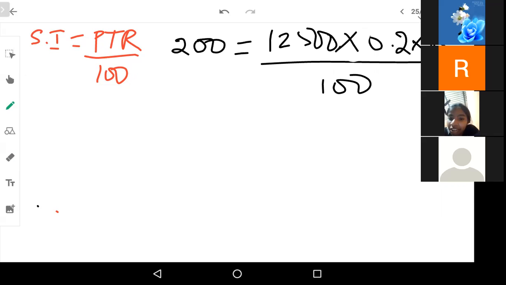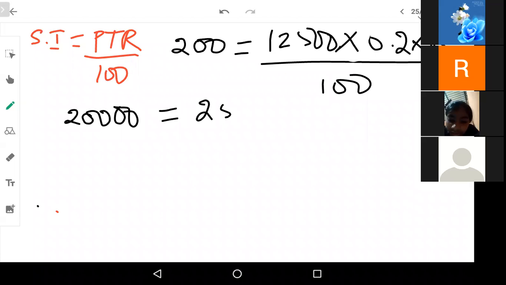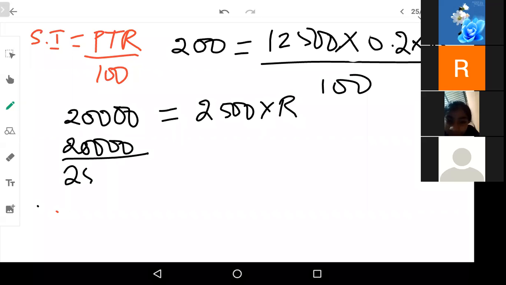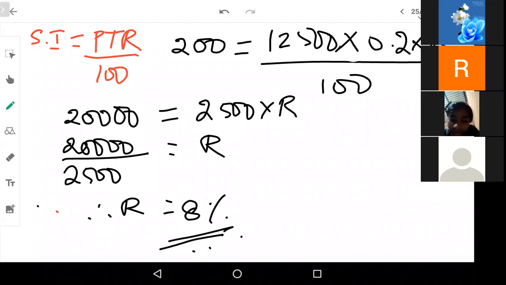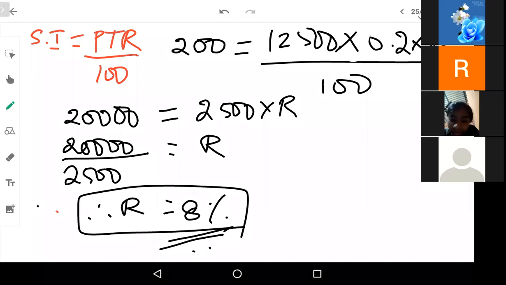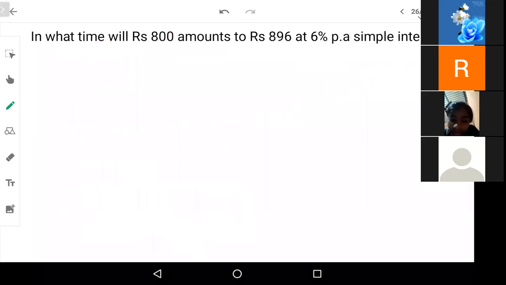So 200, take it to the other side. It will become 20,000 is equal to 12,500 into 0.2, which will give us 2,500 into R. So 20,000 by 2,500 is equal to R. Therefore, R is equal to 8%. Very good. So this is our answer. R is equal to 8%. Clear? Yes, 8% is the right answer.